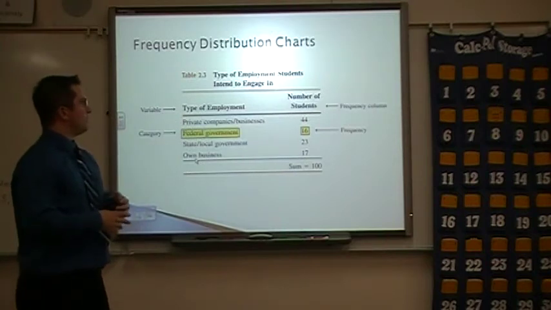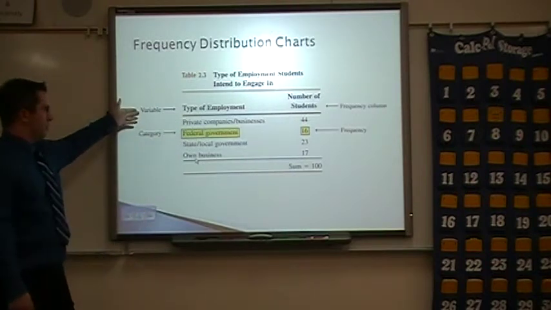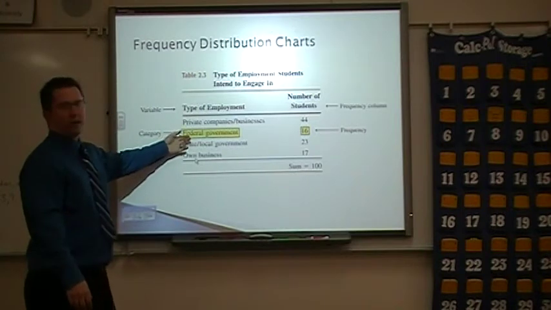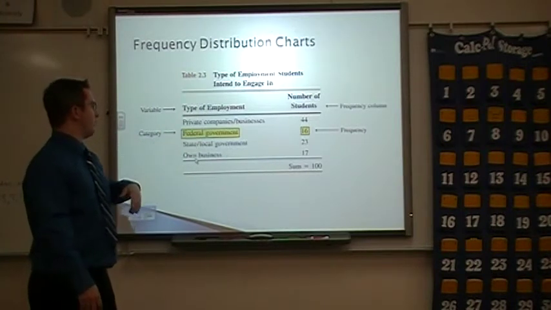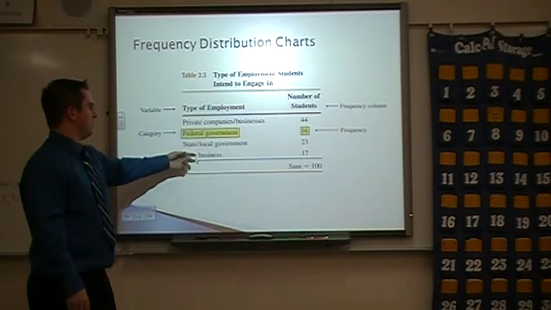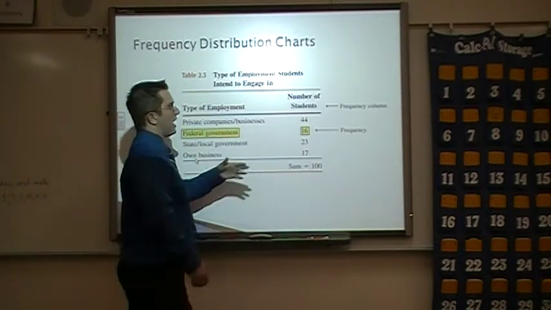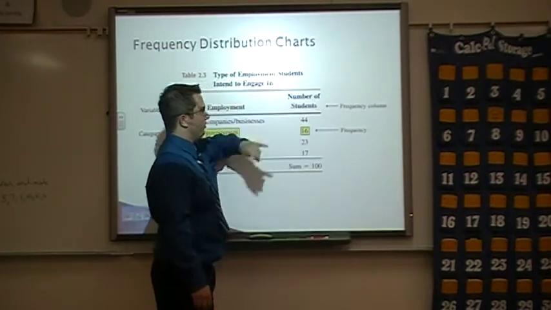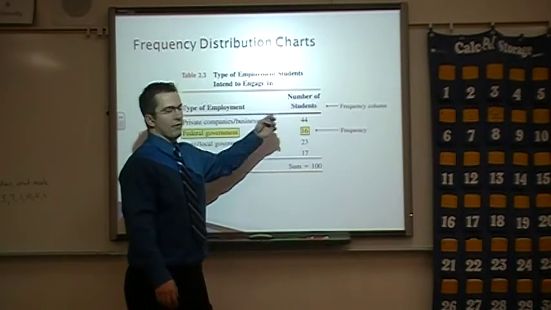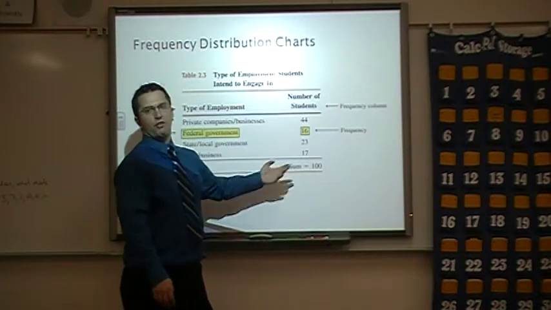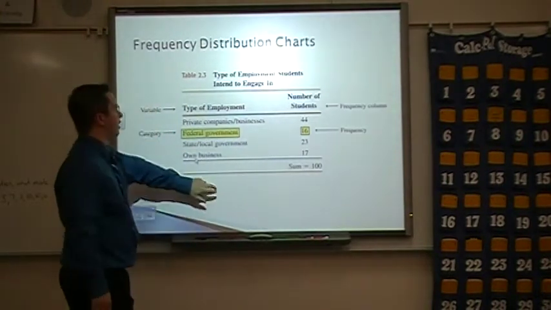Right here is a frequency distribution chart. Notice your variable right here, type of employment. The categories of type of employment would be federal government, state and local government, your own business, private companies or business. Over here we have the frequency column, the number of students, how often it happens. Right here the frequency is 16. We add all those up and we get our sum of 100 students.